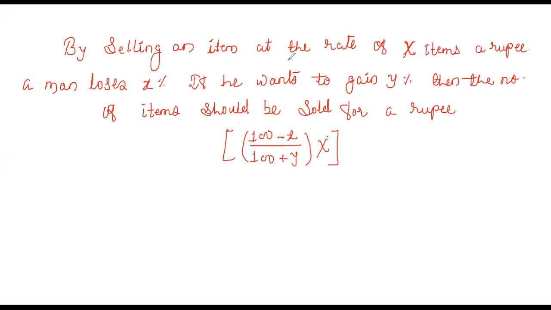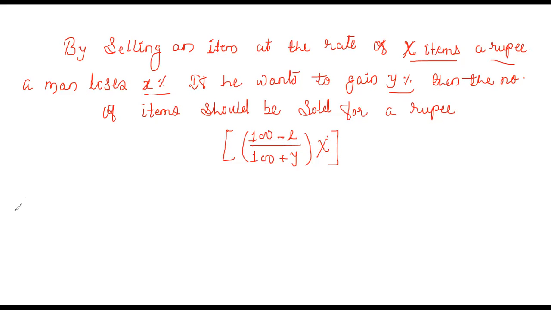Actually, what is here? By selling an item at the rate of X items a rupee, a man loses X%. If he wants to gain Y%, then the number of items to be sold for a rupee is given by the formula 100 minus X divided by 100 plus Y into X. Here there is an X% loss, and if he wants to sell the same items for a Y% gain, then this is how the calculation is done. So at that time we are using the formula 100 minus X divided by 100 plus Y into X. Now if we look at an example, see what will be there.